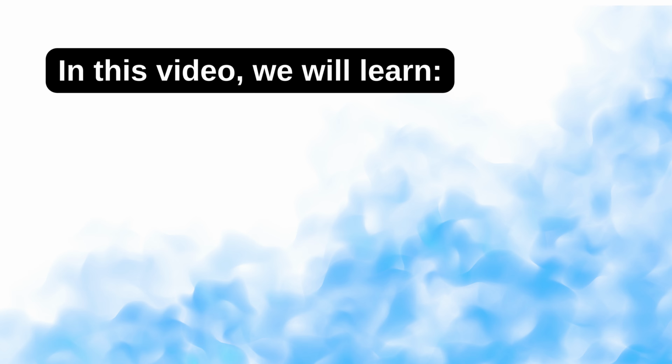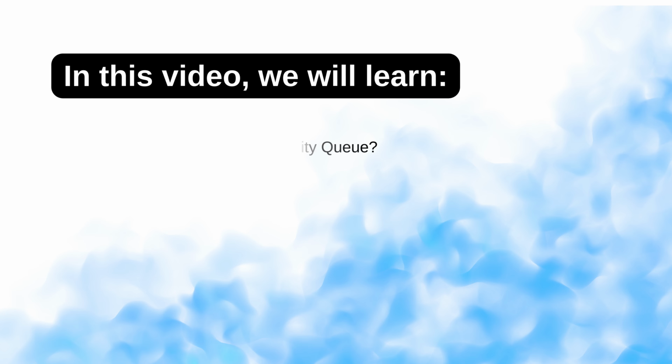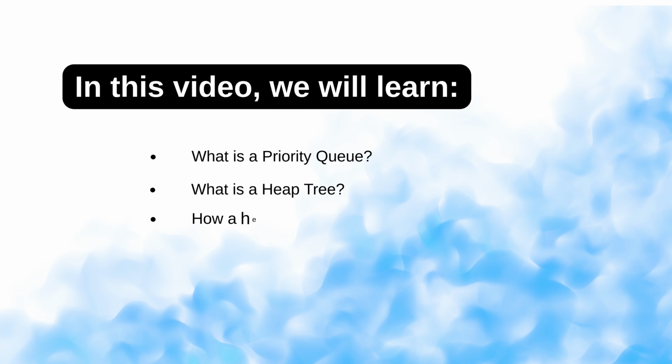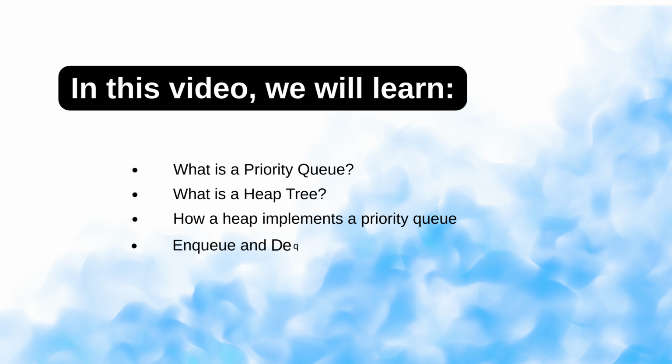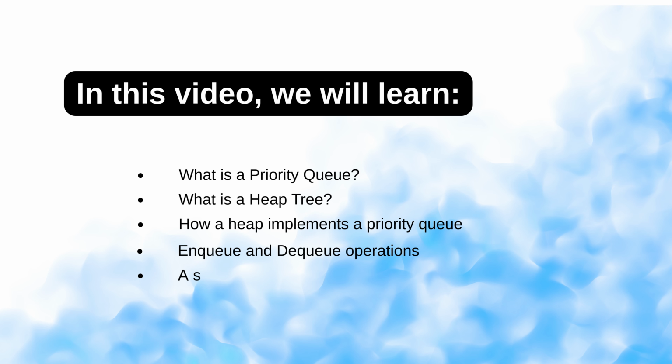Today we are going to discuss heap trees and priority queues in a very simple and super easy to understand way. This is very important in data structures because it is used by tons of applications in the real world. So let's dive in. In this video, we will learn what a priority queue is, what a heap tree is, how a heap implements a priority queue, enqueue and dequeue operations, and a simple example to understand how priorities work. Let's get started.